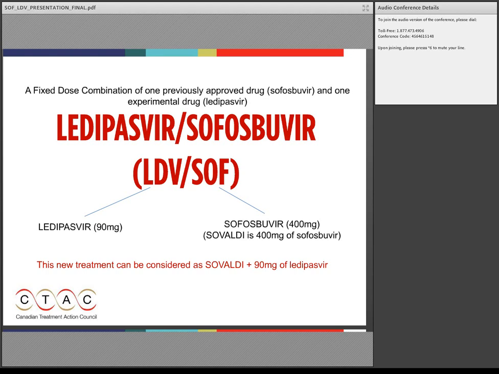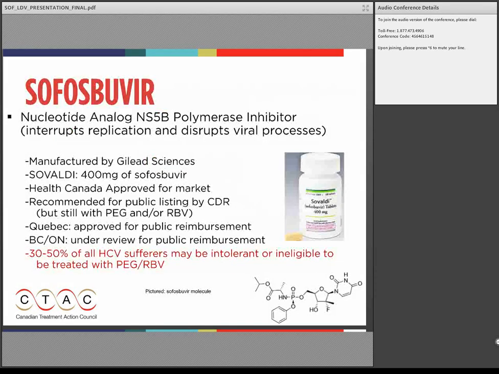Ledipasvir is an investigational treatment that is presently approved in Canada for experimental use in clinical trials. It is unavailable on the market. Again, Sofosbuvir on its own is Sovaldi, and Sofosbuvir has been reviewed by the CDR. The CDR concluded that Sofosbuvir was an extremely effective HCV medication and suggested that provincial formularies list it for reimbursement. The CDR suggestion also stipulated that present treatment with Sofosbuvir will still include interferon and/or ribavirin, depending on the patient's level of fibrosis or experience with past treatment.